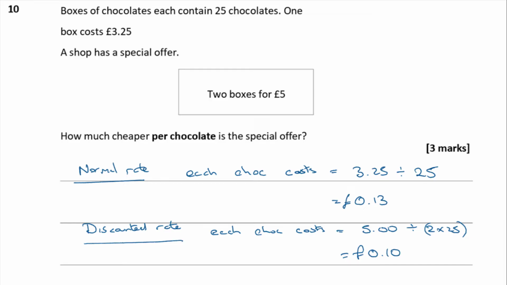Okay, so how much cheaper per choc is the special offer? So each choc is 0.13 minus 0.10 equals 0.03 pence cheaper. Okay, bargain.